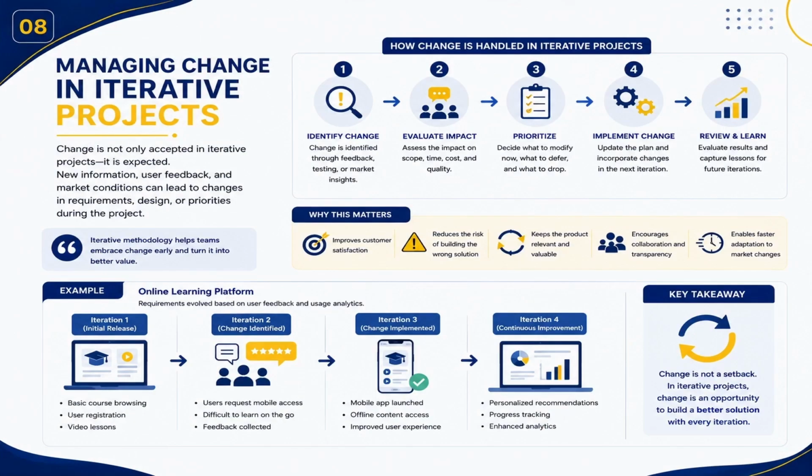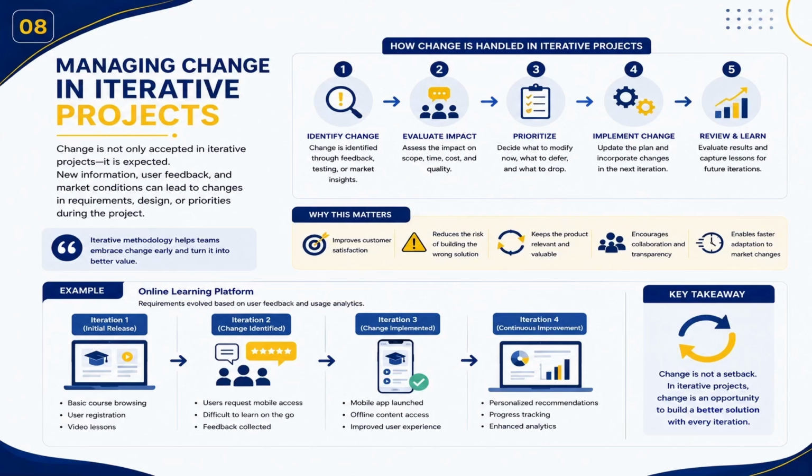Next, let's look at managing change in iterative projects. In iterative projects, change is not considered a problem. In fact, change is expected. User feedback, market conditions, or new insights may lead to changes in requirements or priorities. The team identifies the change, evaluates the impact, prioritizes it, implements the improvement, and learns from the result.